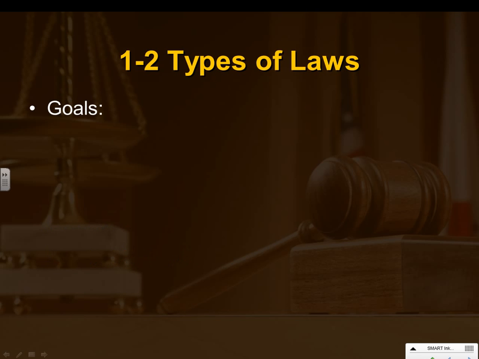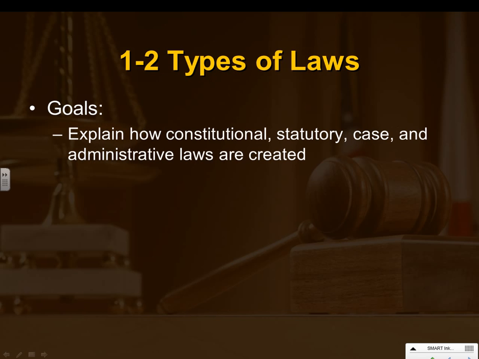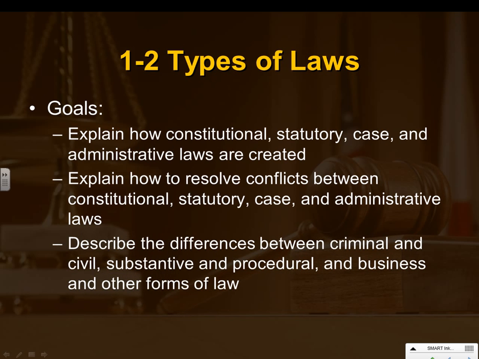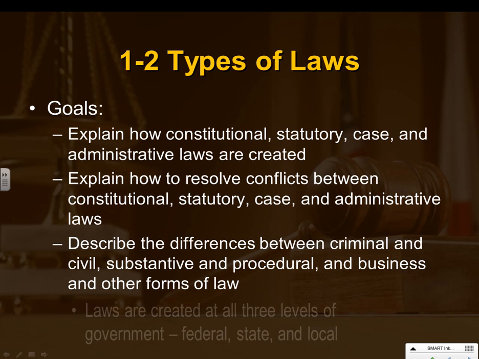After studying this chapter, you should be able to explain how constitutional, statutory, case, and administrative laws are created, explain how to resolve conflicts between constitutional, statutory, case, and administrative laws, and describe the differences between criminal and civil, substantive and procedural, and business and other forms of law.